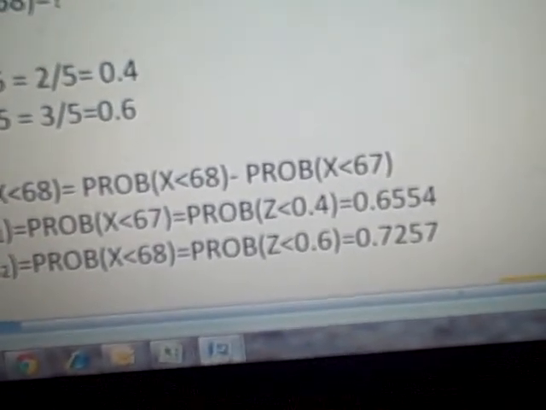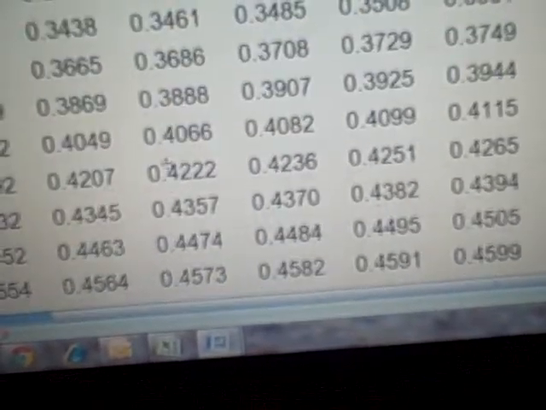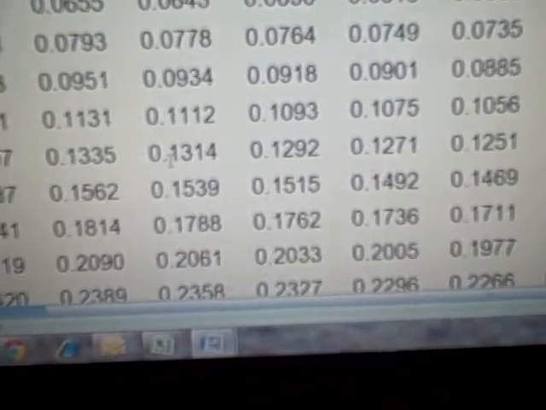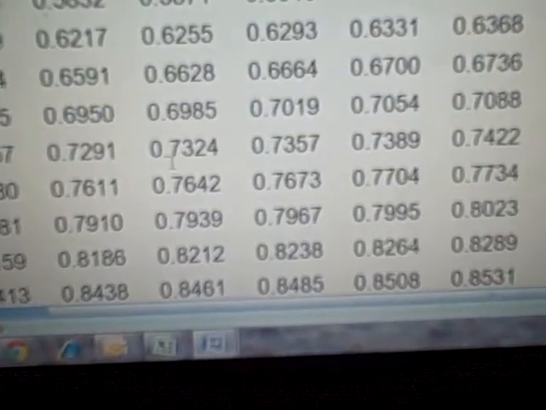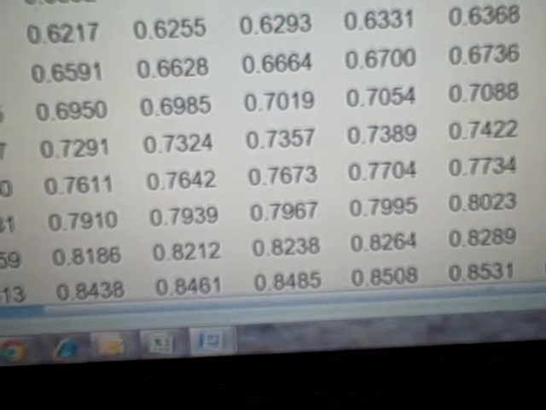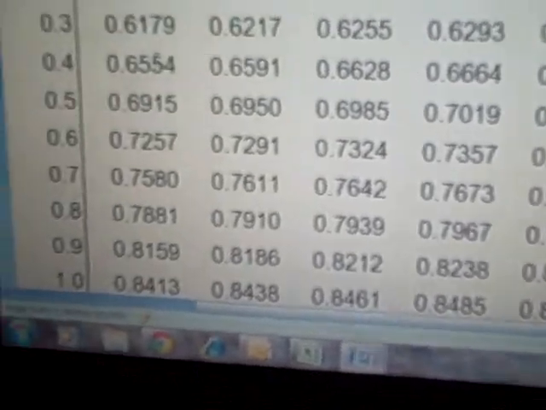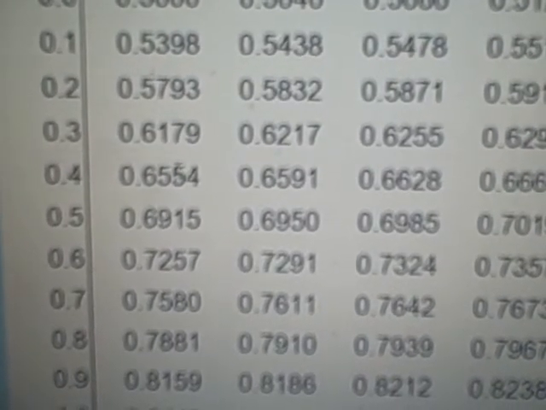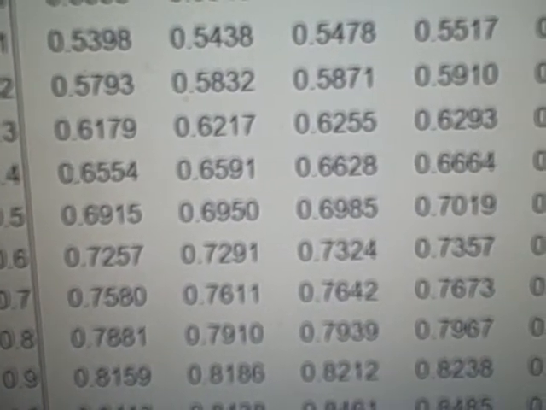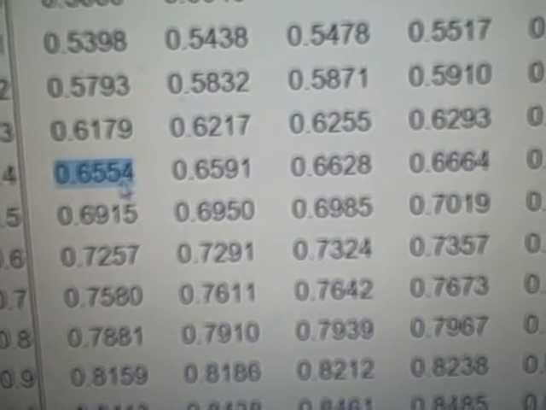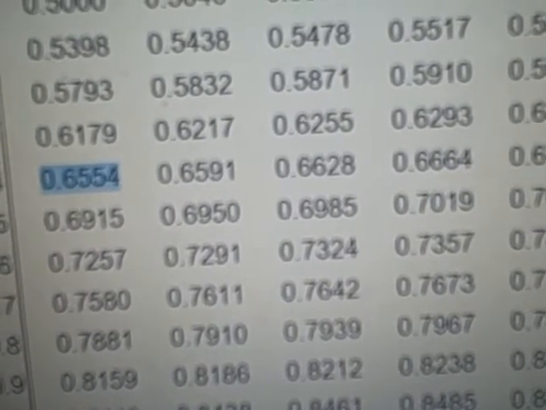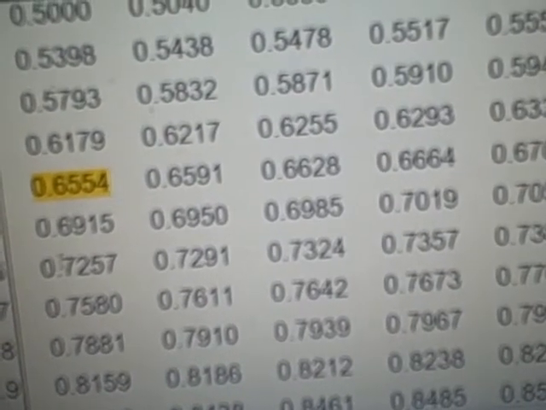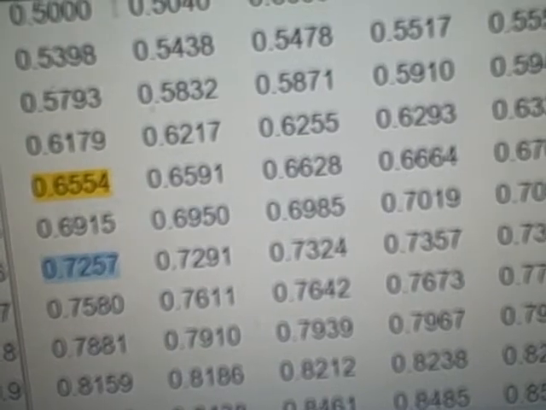Well, from the table that I sent you. Let's go to this table. We want the probability z is less than 0.4. Here it is, 0.6554. That's the number. Okay. And for 0.6 we'll look that up also.